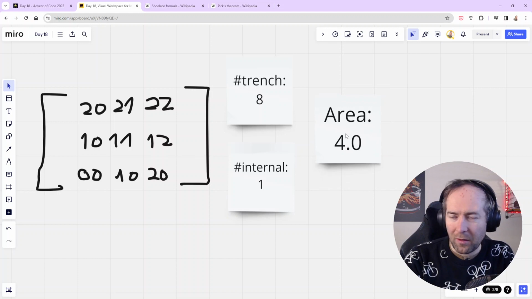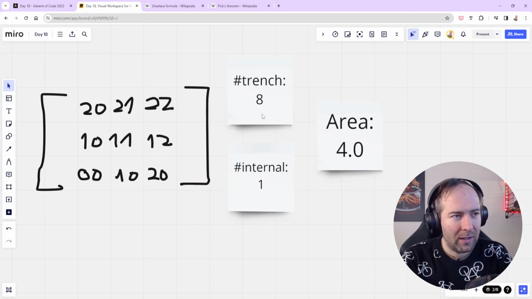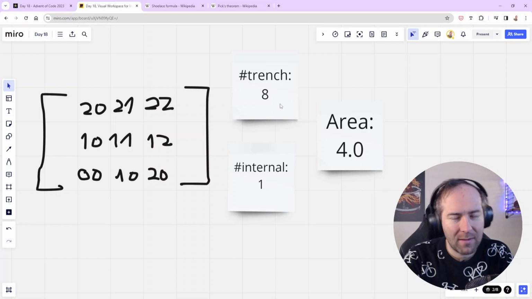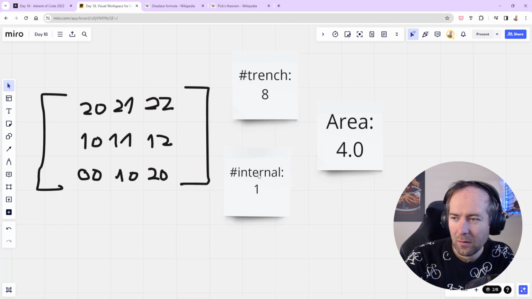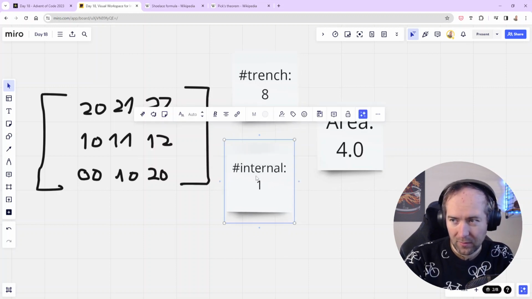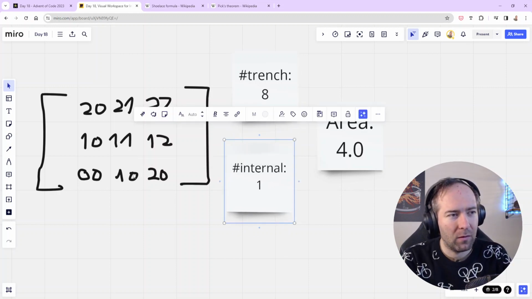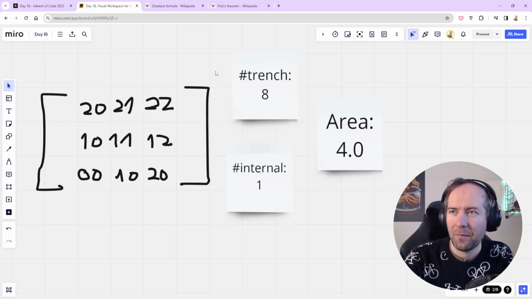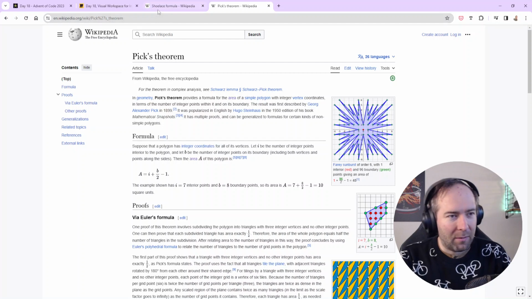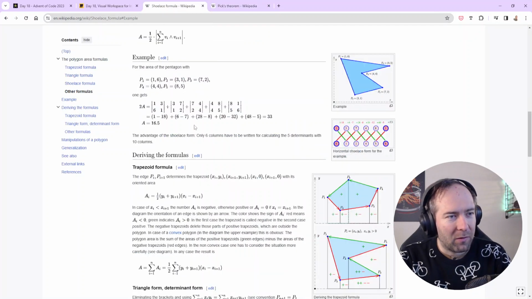So given our area calculated by shoelace, and we also know the number of points in the trench, or that's easy to calculate, we can reverse engineer the number of internal points. And if you know both these numbers, we can easily get to the desired result of total cubes inside and on the boundary. So that is why I'm looking at shoelace and Pick's theorem for day 18.